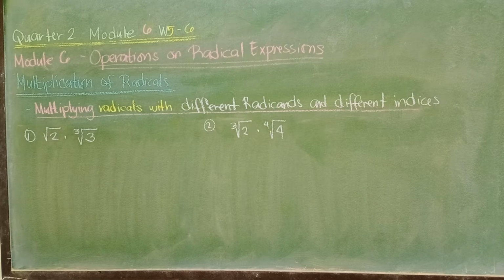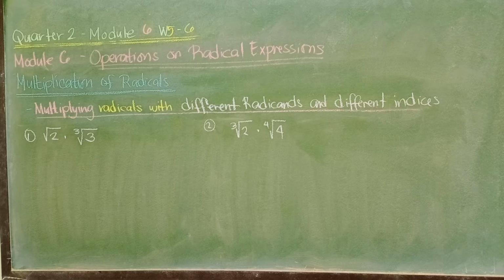Next lesson is multiplying radicals with different radicals and different indices. So yung first lesson natin, paano minumultiply kapag parehas yung indices, magkaiba yung radical. Yung second lesson natin is minumultiply yung parehas yung radical pero magkaiba yung indices. This time, magmumultiply tayo ng magkaiba yung radical tapos magkaiba pa sila ng indices.